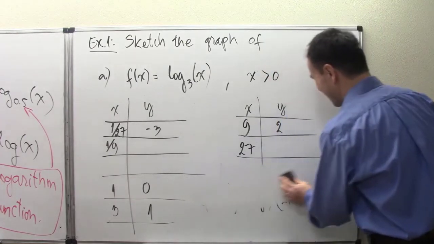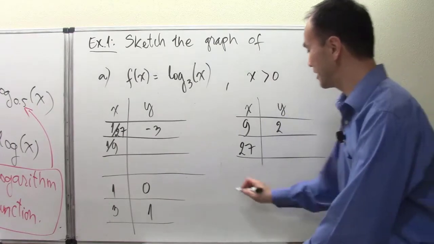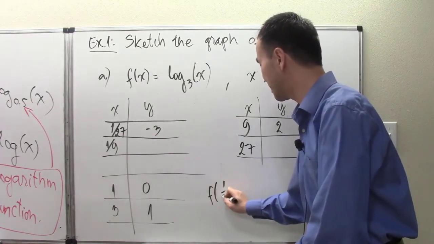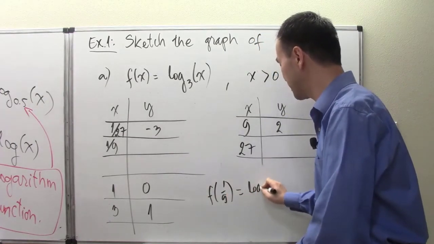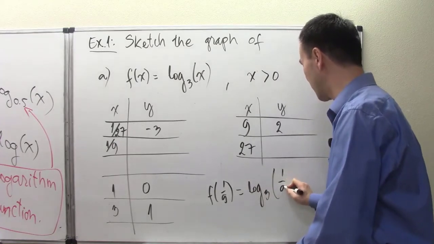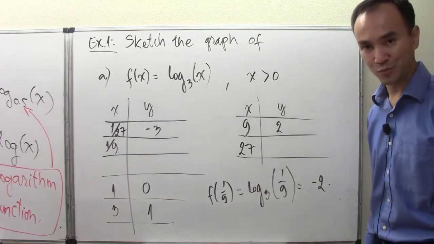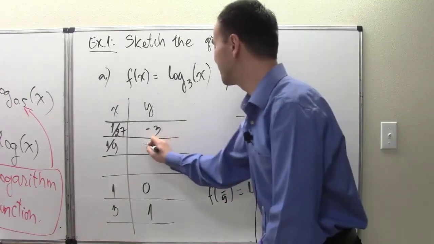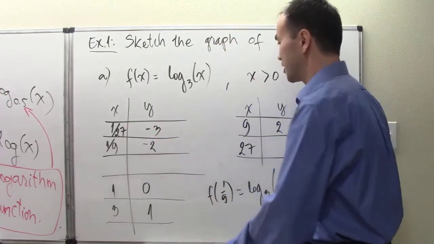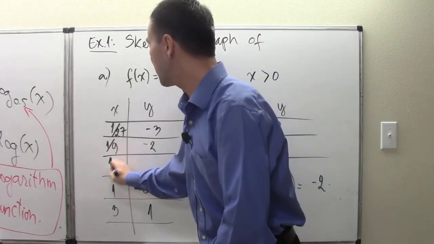Quickly calculating this, f of 1/9 equals log base 3 of 1/9, and that will give me an output of -2. So -2 is here, and I can go with another one. How about 1/3 right here?